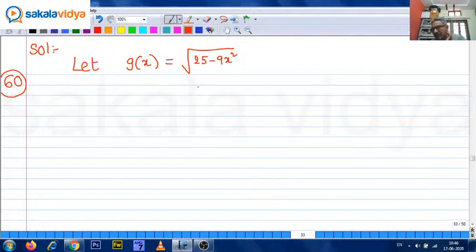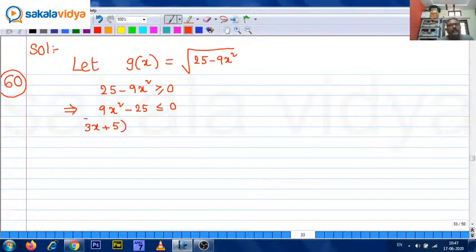A square minus x square means actually closed minus a comma a. Yesterday we have discussed. Understood now? That means we can write like this also. 25 minus 9x square should be greater than or equal to 0. Multiply with minus sign. 9x square minus 25 less than or equal to 0. This can be written 3x plus 5 into 3x minus 5 less than or equal to 0.